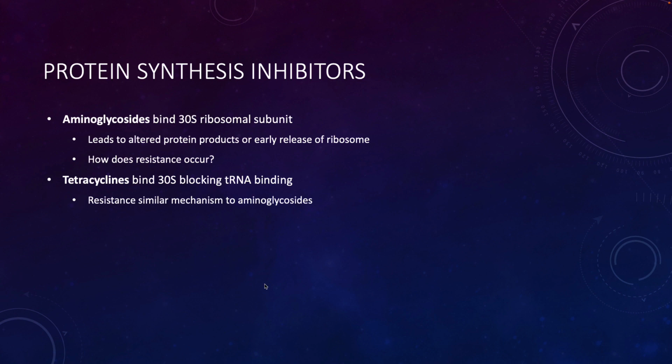Tetracyclines also inhibit at the 30S subunit. They block tRNA from binding. So if tRNA can't come in, it can't bring the new amino acids, we can't build a protein. The resistance mechanisms are similar to aminoglycosides. We also have drugs that can bind the 50S subunit. So chloramphenicol binds the 50S subunit of the ribosome, which blocks protein elongation.